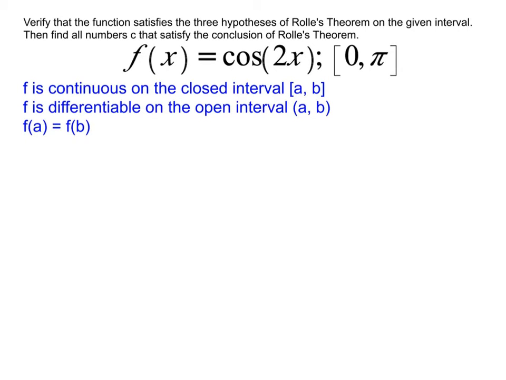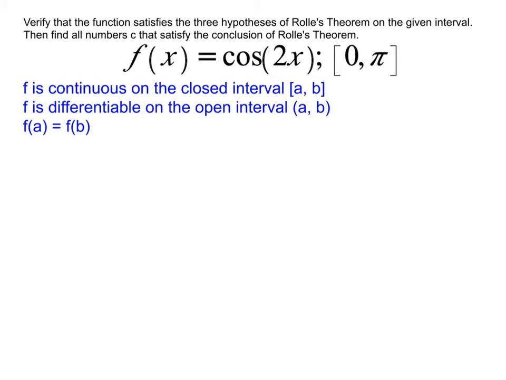All right, so there are three requirements because we're talking about Rolle's theorem here. The first and second requirements are exactly the same as they are for the mean value theorem, and that is that we need to verify that it's continuous and differentiable over our interval. But then Rolle's theorem also adds the last one, where we have to verify that f of a equals f of b.